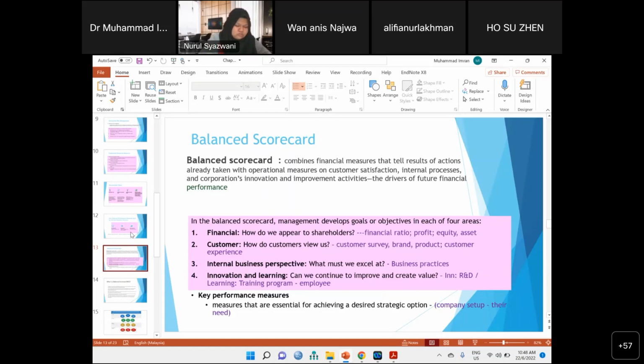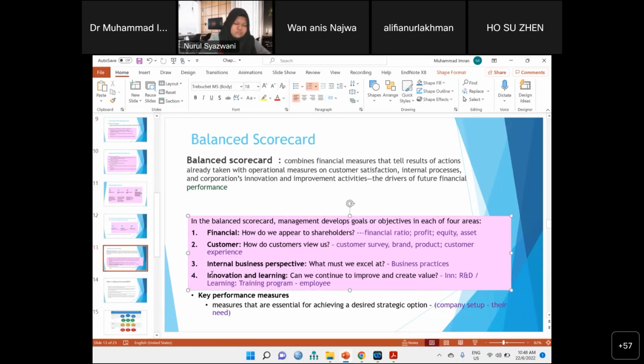First, financial: how do we appear to shareholders? Financial ratios, profit, equity, numbers. These are the criteria they use. Second, customer: how do customers view us? Customer survey, brand, product, customer experience. Customer surveys mean different questions and interviews here.